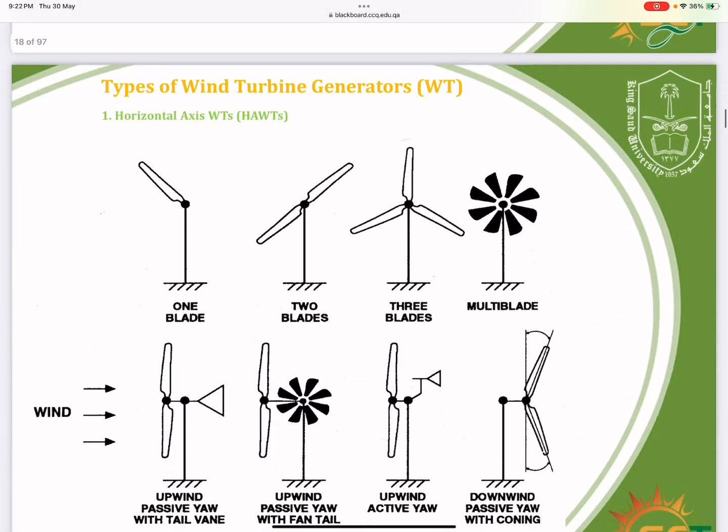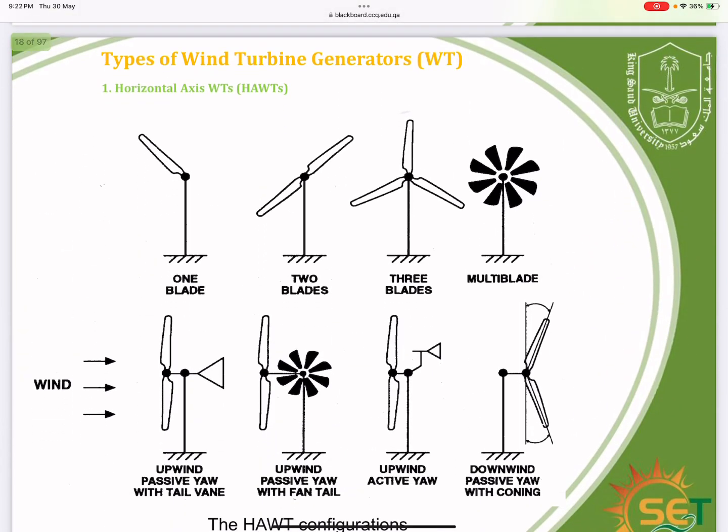Starting from slide 18, we have the types of wind turbine generators. As you can see, we have 1 blade, 2 blades, 3 blades, multi-blades. So which one is better? What do you think? Let's find out.